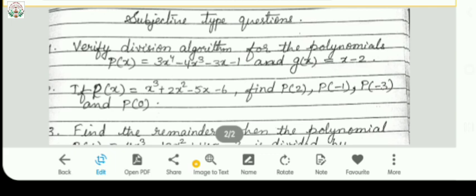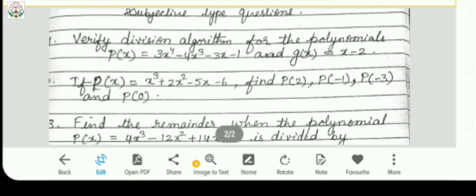Long division method means that you make the division sign, and the dividend will be p of x, which you write in the middle, that is 3x to the power 4 minus 4x cube minus 3x minus 1, and on the divisor side write x minus 2. Then divide the first term of the polynomial by the first term of the divisor and see what the first term of your quotient is. Again go for the next; likewise you go on dividing and see what quotient you are going to get.